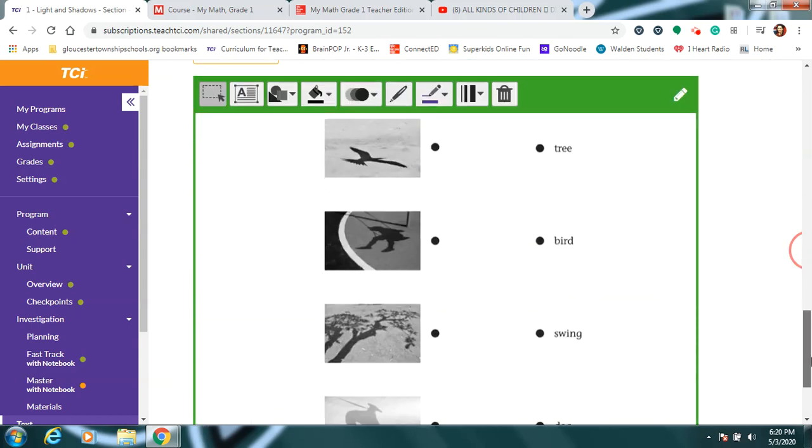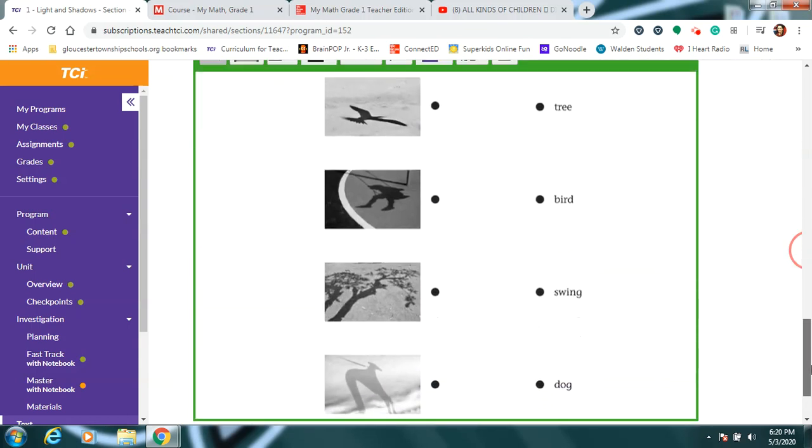So now you're going to do exactly the same thing. You have this page in your workbook. It has a bunch of shadow pictures, and all you have to do is read the words on the side and match the picture of the shadow to the thing you think that made it. Okay? Not too hard. And then let's go on to our math book.